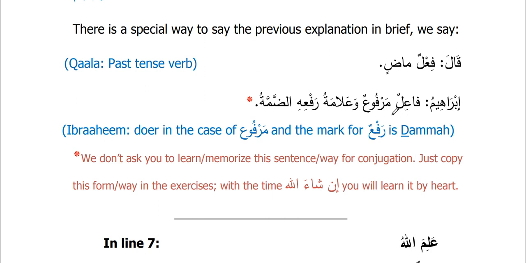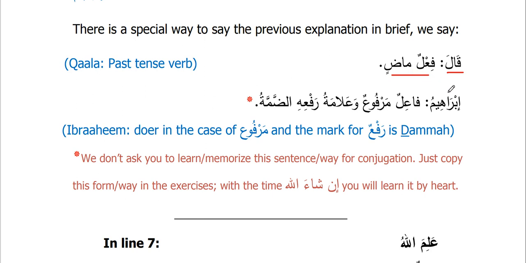So the first is a verb, qala. How will you explain what is qala? You will say it is fi'l madi. You will write in your notebook as fi'l madi. It will be a good practice for Arabic handwriting. Then we have a fa'il.